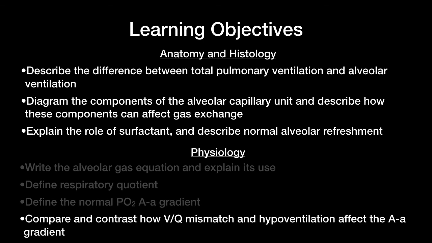What I'm not going to do, but I think if you can answer this for yourself, it means you understand the alveolar gas equation, is compare and contrast how VQ mismatch and hypoventilation affect the A-a gradient. What happens when you have increased CO2 to the A-a gradient? Does it get bigger? Does it stay the same? Does it get smaller? What happens when you have a problem at the alveolar capillary unit? Does the A-a gradient get bigger, smaller, or stay the same? If you can answer those questions, I think it means that you understand the alveolar gas equation. And with that, thanks for your time.